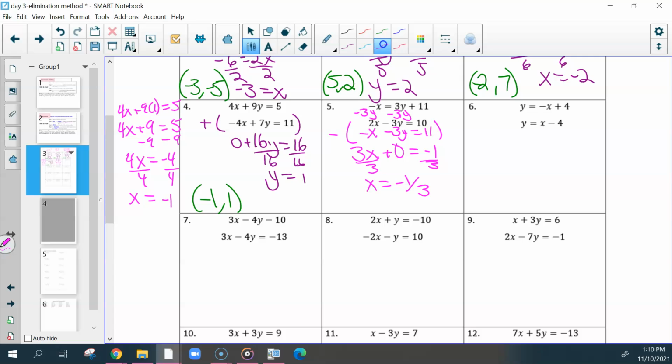And once you find this x value, you have a few different options as to where to put this x value. You can either put it back into the first one, put it back into the second one, or put it back into the equation we changed the first one to. That doesn't matter, because you should still get the same answer at the end. I'm going to put this into the one we changed it to, x minus 3y. But if you choose a different one, that's okay.